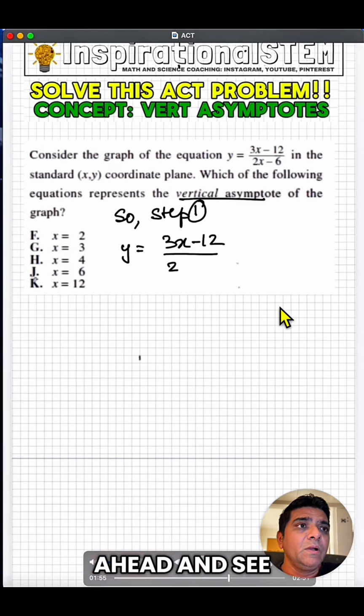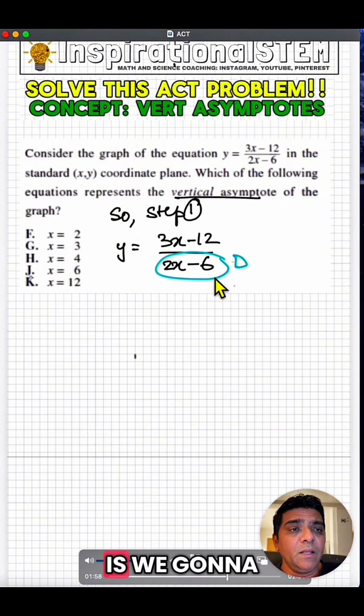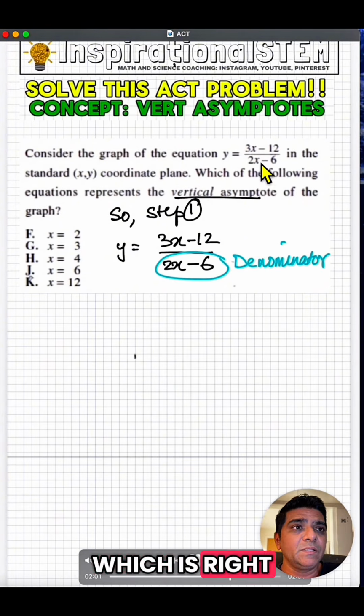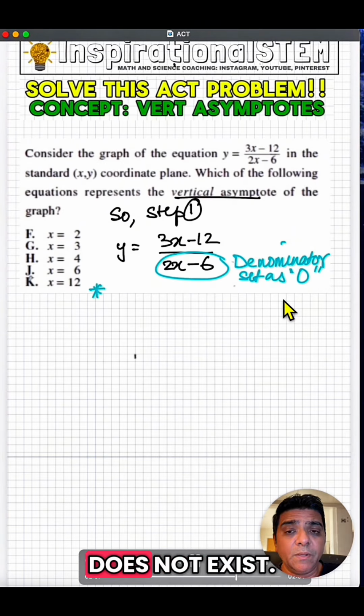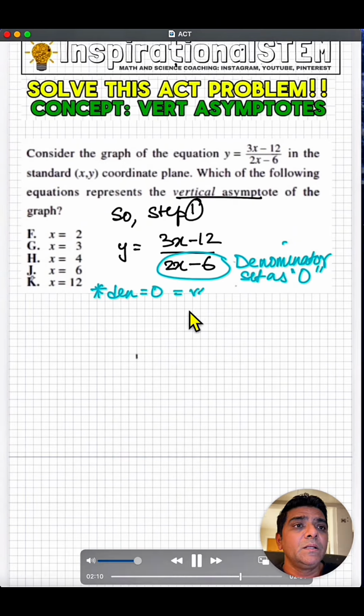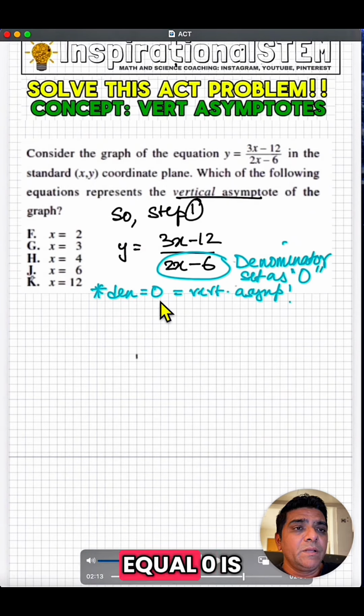So let's go ahead and see the different steps of this. Step 1 is we're going to take the denominator, 2x minus 6, which is right here, and we're going to set it equal to 0, because we said that's not possible, does not exist, so there's a vertical asymptote there. All right, so denominator equals 0 is a vertical asymptote.